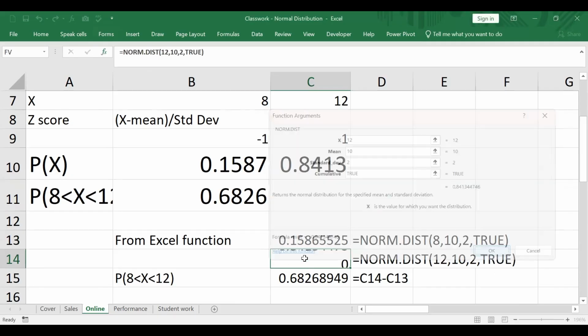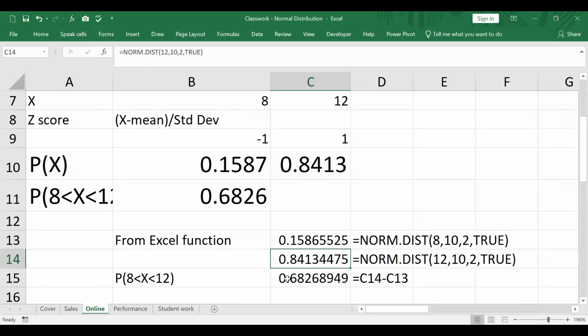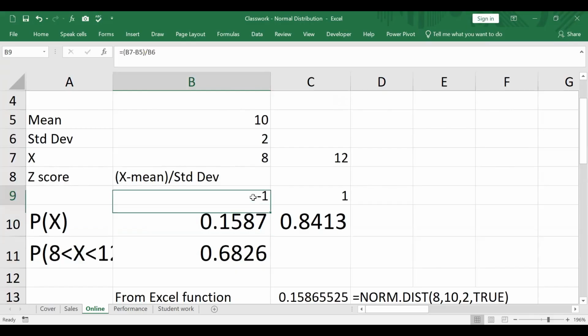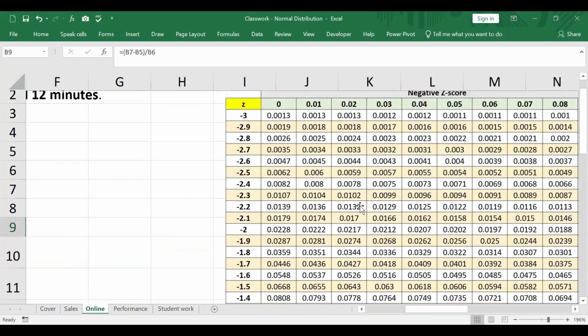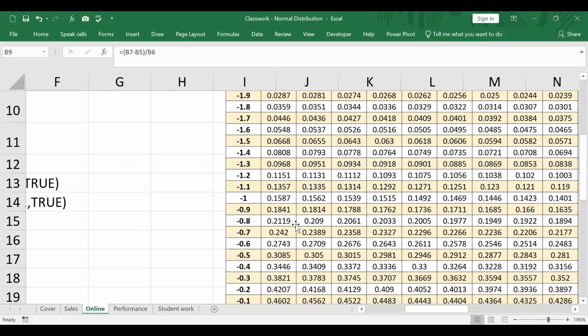The difference between these two is the probability between 8 and 12. Same thing again would have been done using z values. The z value is in this case 8 minus 10 divided by 2, that is minus 1. Then it is 12 minus 10 divided by 2, that is 2 by 2, this is plus 1. You have to find out for minus 1 what is the score and plus 1 what is the score. For minus 1 the score is 0.1587.